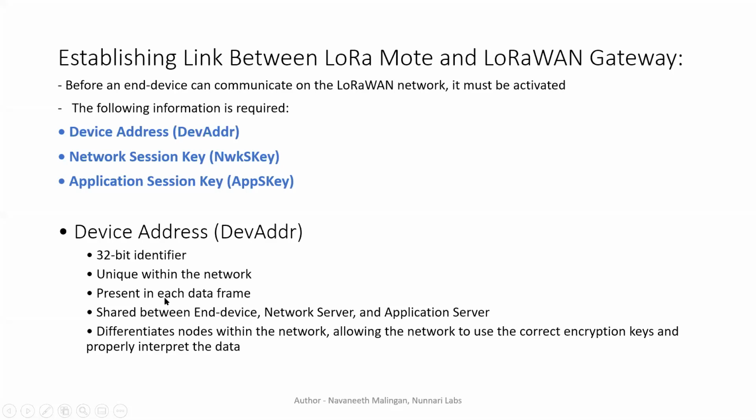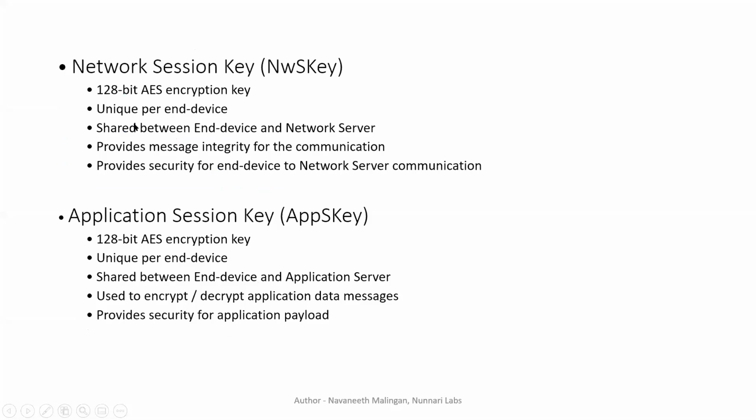It is present in each data frame. So whatever packet you send, uplink or downlink, this identifier will be present. This is the only way you can find the device from which the data has come, or to send the data back to the device. It is shared between the end device, network server, and application server. So this device address is known by the end device, the network server, and the application server. When the end device sends some data, it appends the device address to the packet and sends it to the network server. The network server will be able to find the address. So this is the unique identifier, and it's used to differentiate the nodes within the network. And the second thing is network session key.